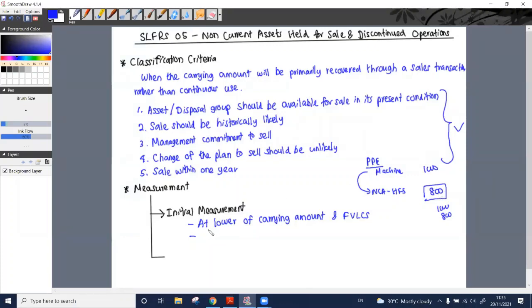So what we need to do for this difference of 200? The difference needs to be charged to PNL. We take the difference to PNL.